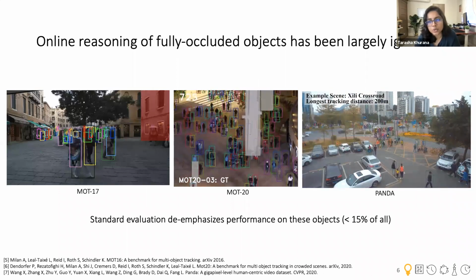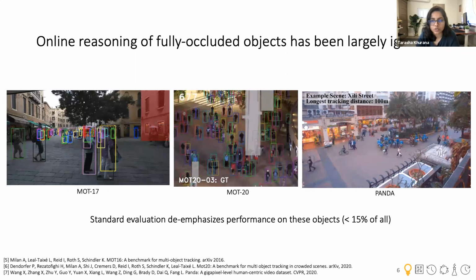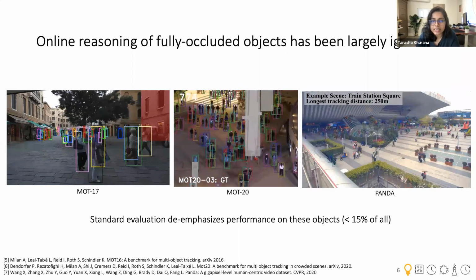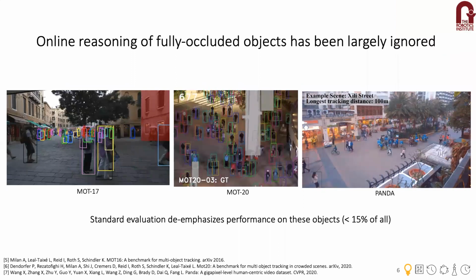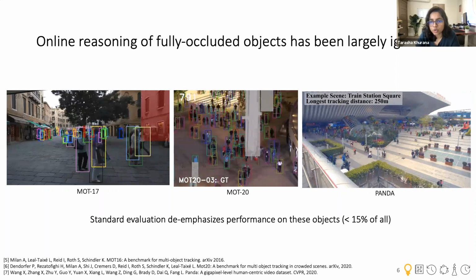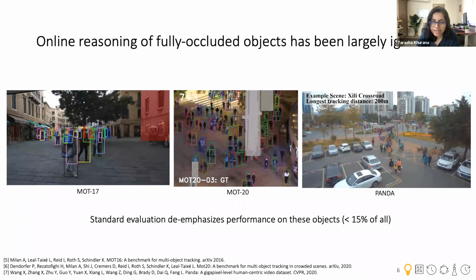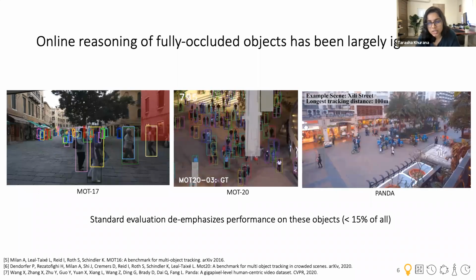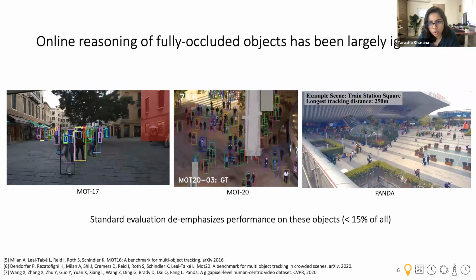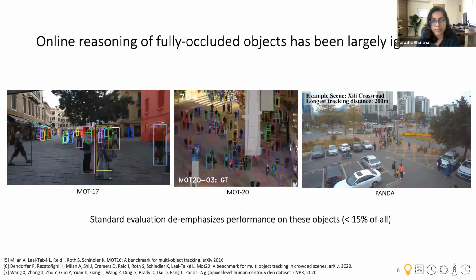And only a few datasets exist that implicitly serve as data for this task. But then in these datasets also, more than 85% of the objects are always visible. So clearly the online detection of occluded objects has not really been the focus of the datasets and by extension of the metrics, simply because these objects are so low in number that the metrics naturally de-emphasize performance on them.